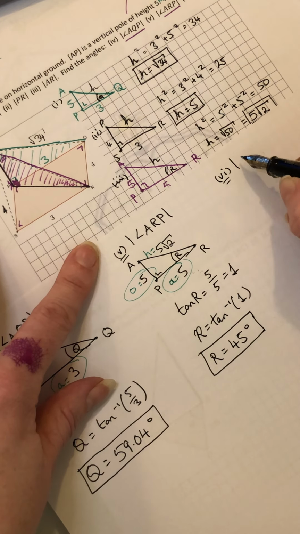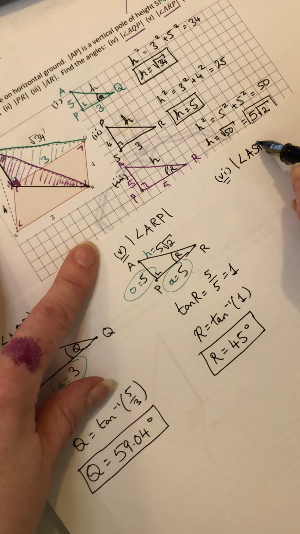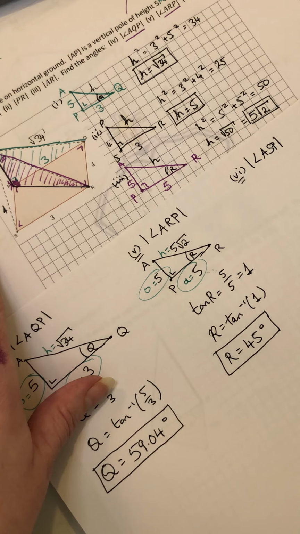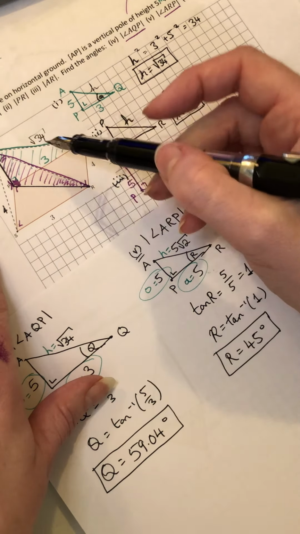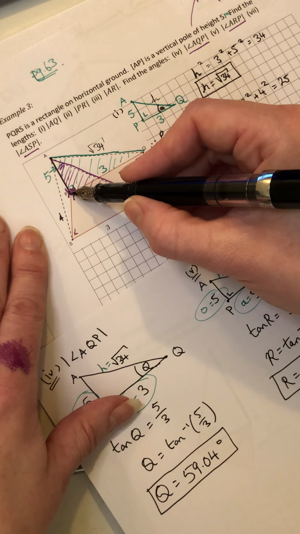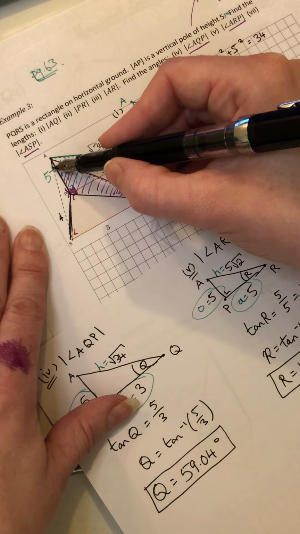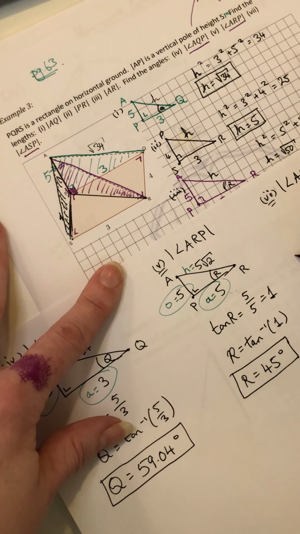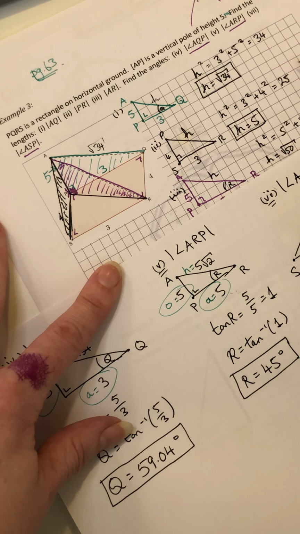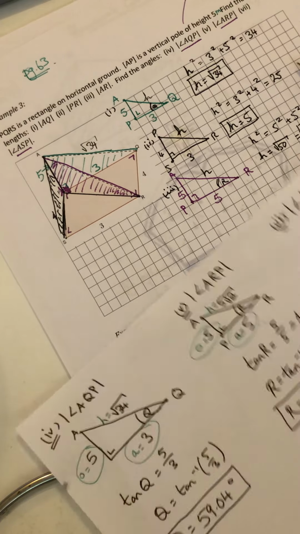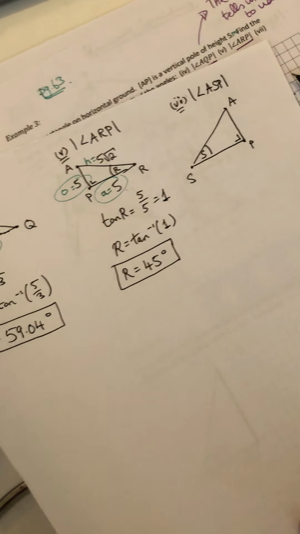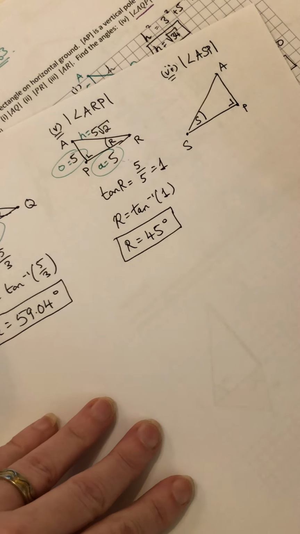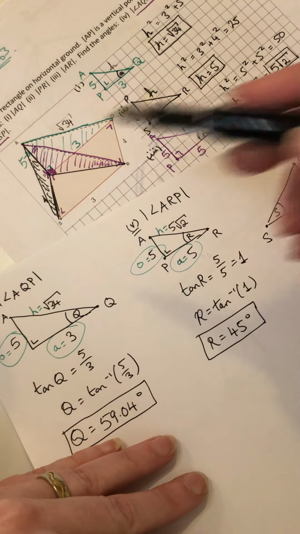Part 6, I want to find the angle ASP. Now, this isn't a triangle that we've drawn out before, is it? ASP. It's the back triangle here. This is the triangle we're talking about. So that's a right-angled triangle as well. P, A, and S, and they want us to find the angle down here at S.